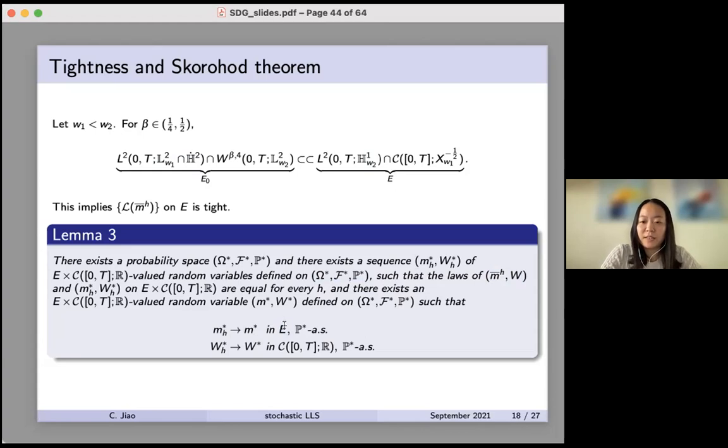Note that by the definition of E, we now have directly the pointwise convergence for the gradient because of the choice of the quadratic interpolation. So it's this part here. Now we have a new process MH star. We should look at the properties of this new process.